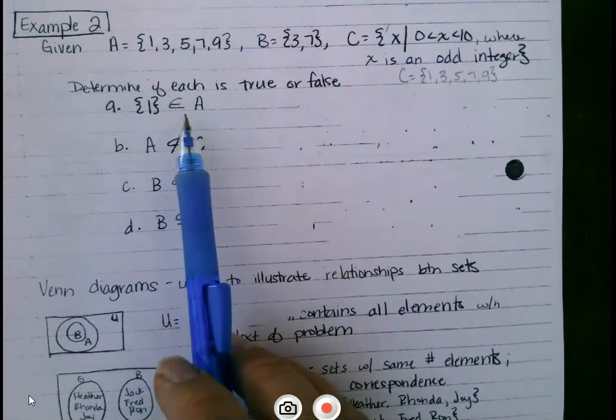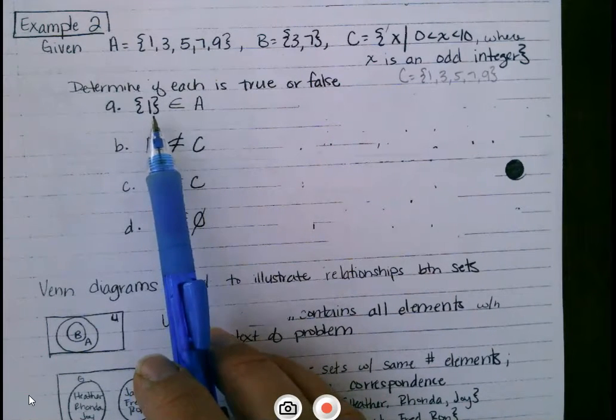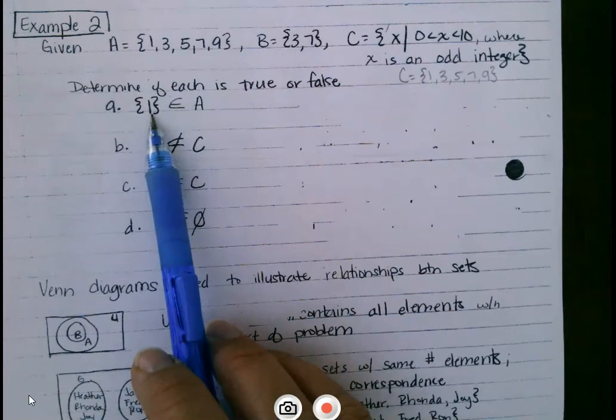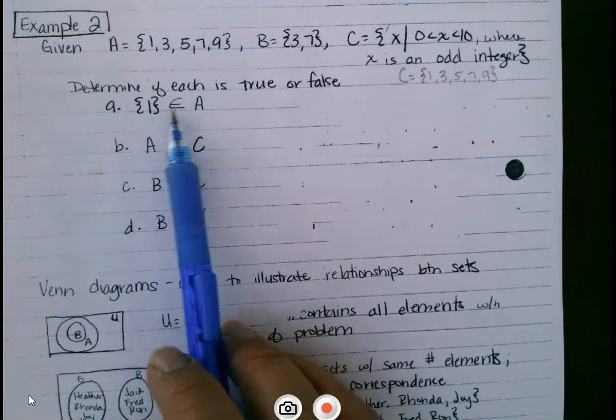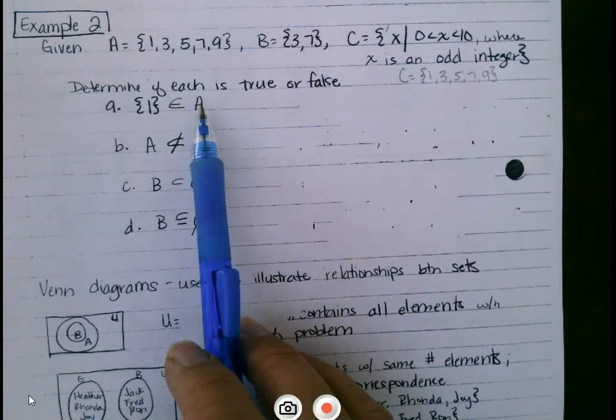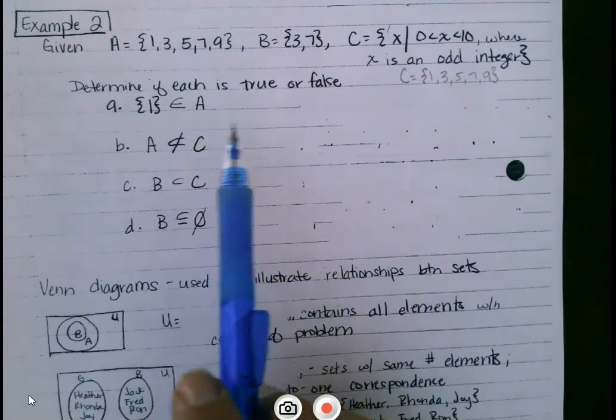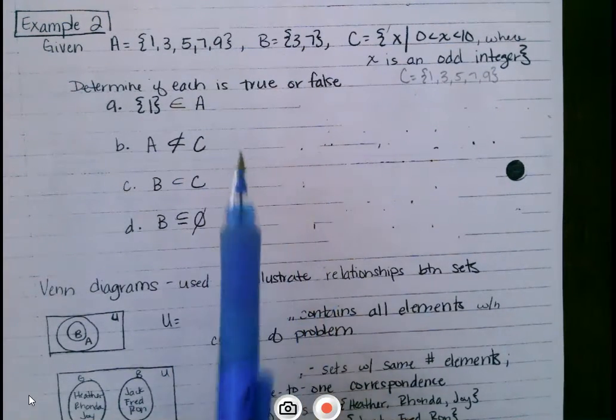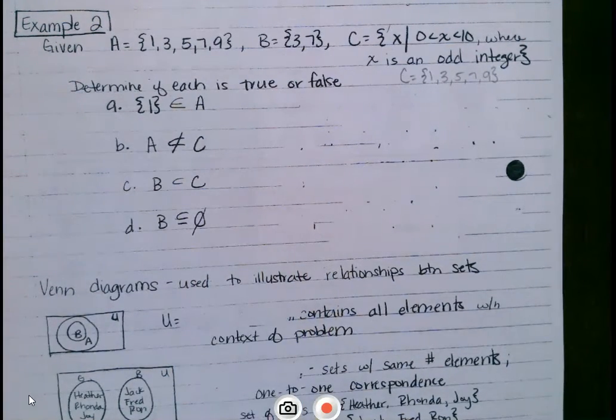And then we want to determine if each is true or false. So set 1 is an element of A. No, because they're not equal. A has more, so wouldn't it be a proper subset at that point? It has 1 in it, but it's not an element. Or, well, it is an element though. It's tricky because it is false.